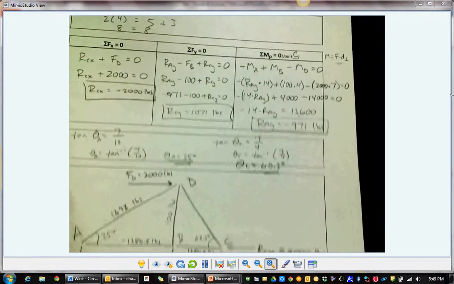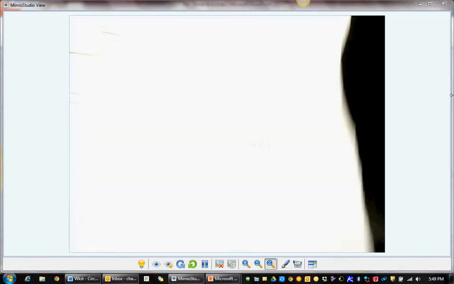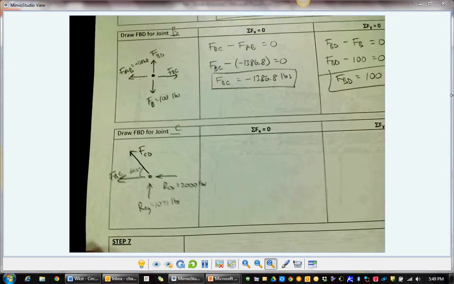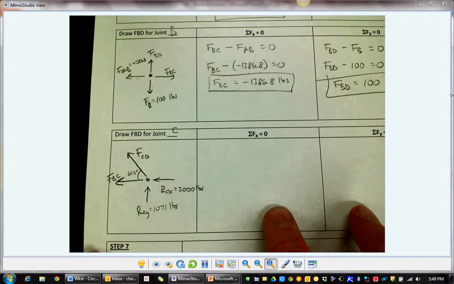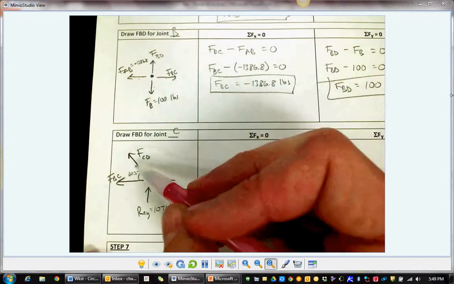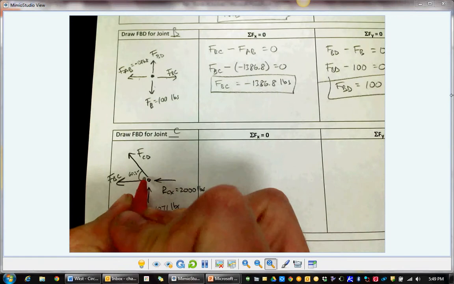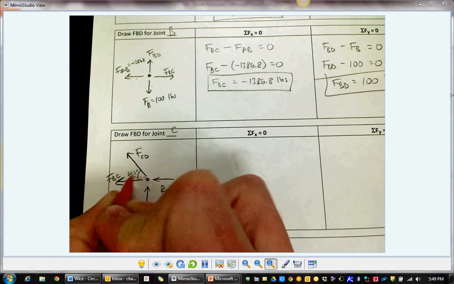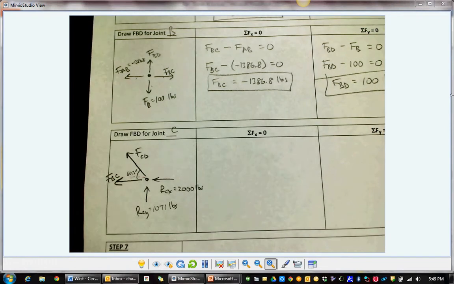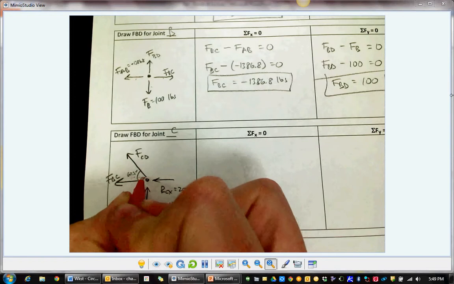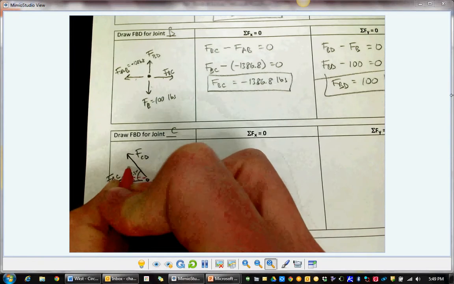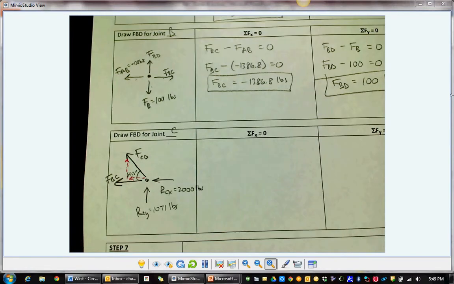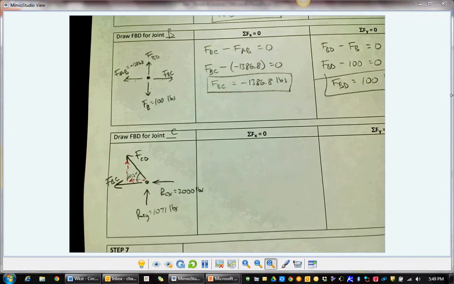We need to go find that angle. That's 60.3 degrees. All right, and before we start, we need to break any forces at angles into components. The one at an angle is force CD. It's got a leftward component to it and an upward component to it. So there's FCDY and there's FCDX. I'm not going to write those on there because it just muddies up the picture too much.